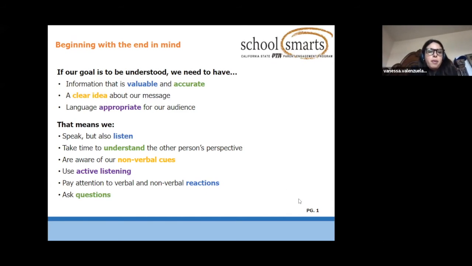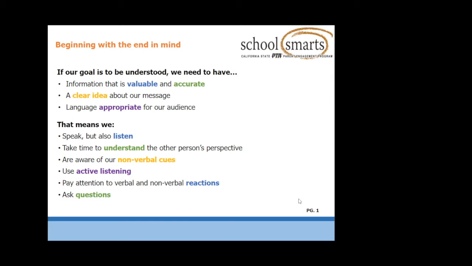It says beginning with the end in mind. If our goal is to be understood, first we need to have information that is valuable and accurate if we're going to communicate any kind of message. Then we need a clear idea about our message, and then language appropriate for our audience. Anytime you're delivering any kind of message, it is different with every person you encounter. You have to tweak your message because everybody communicates differently and everybody receives messages differently.